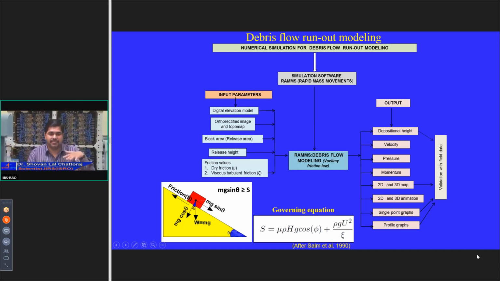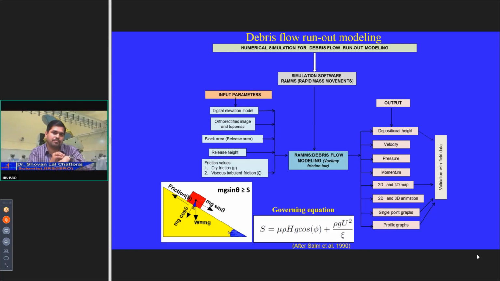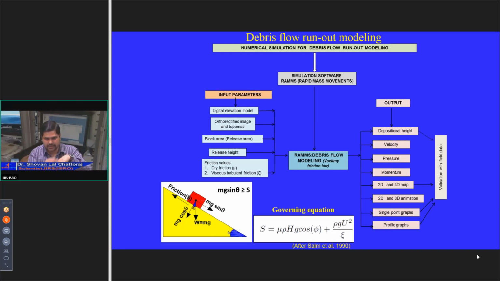In the case of big landslides, it may happen that the source area is quite big. So when the material moves from the maximum upslope point to the downmost point within this source area, obviously it will gain some kind of velocity.